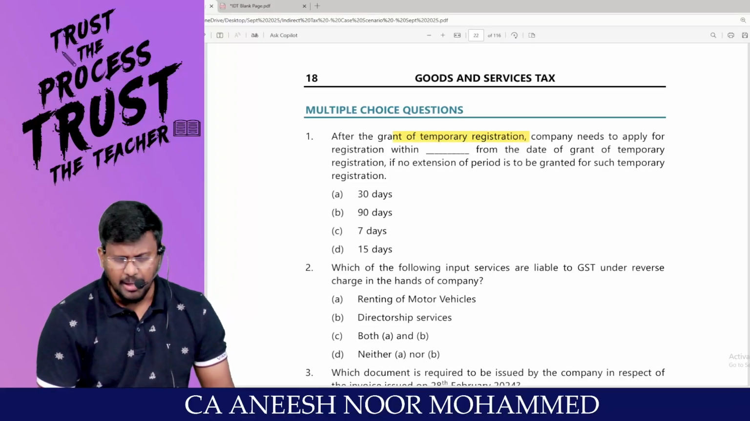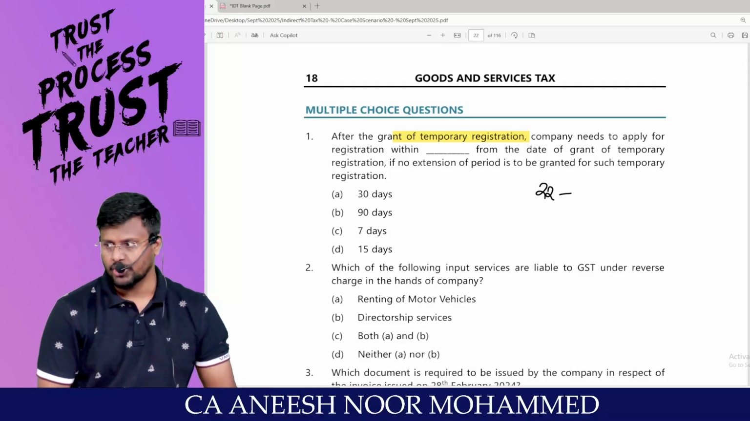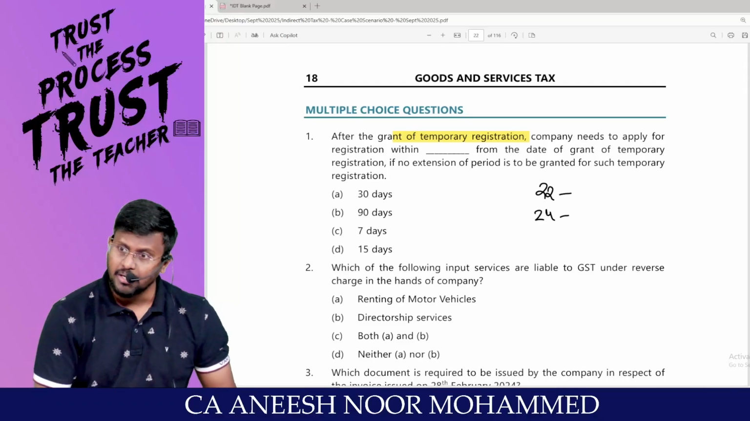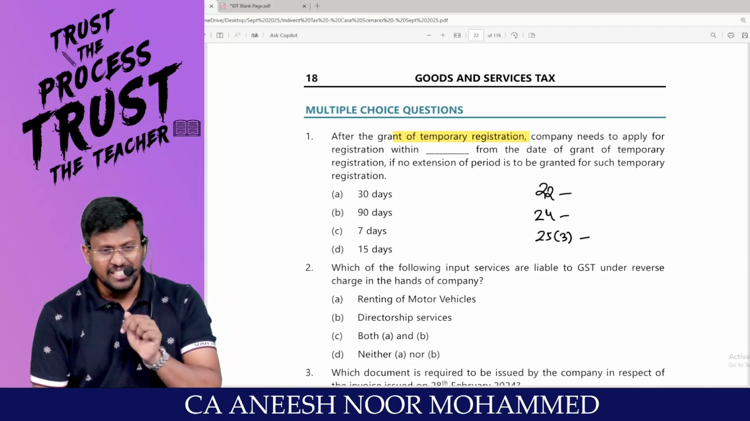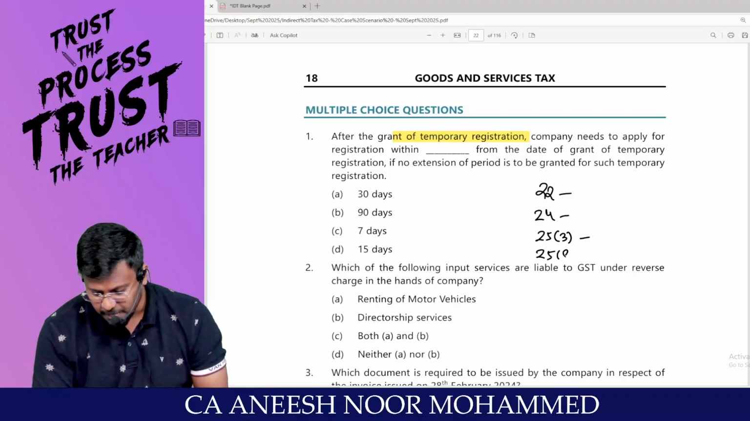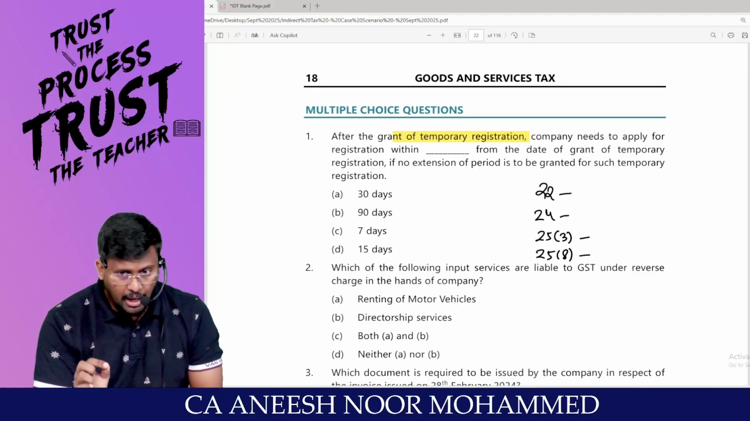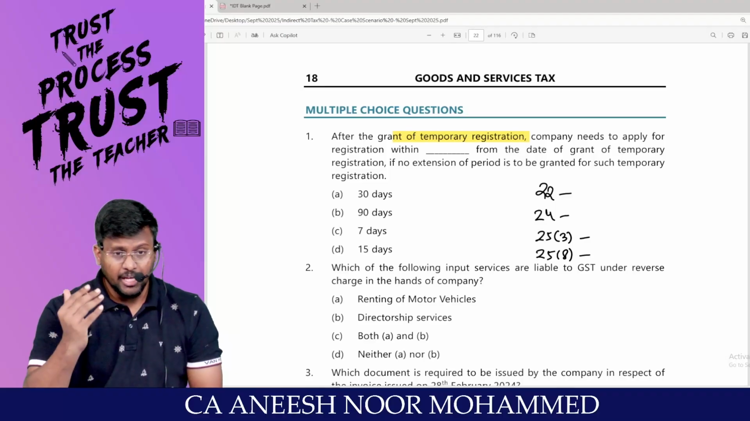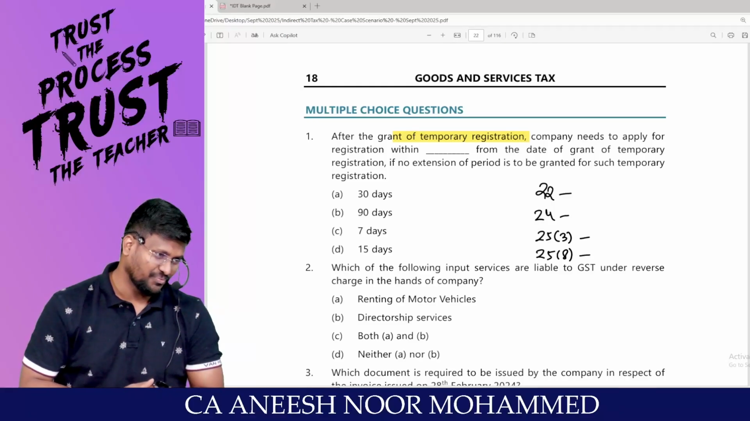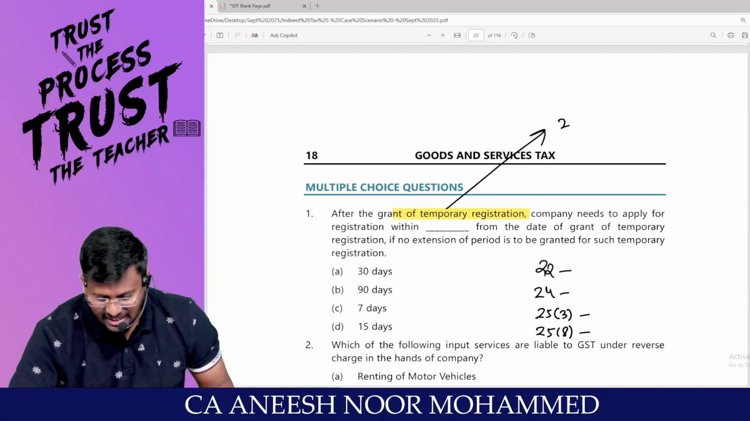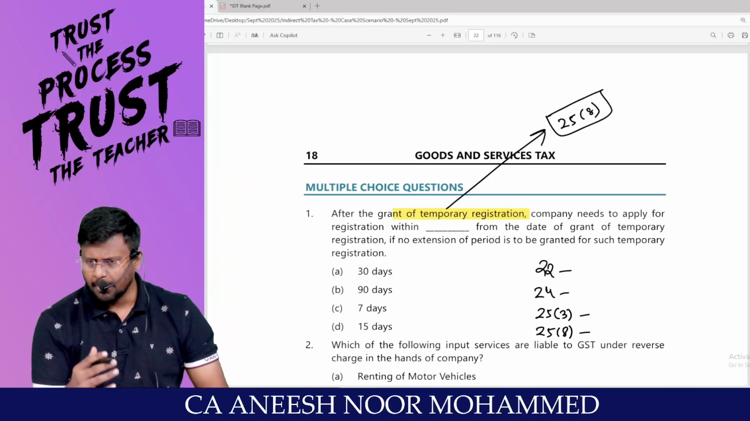After the grant of temporary registration, sir, we heard about section 22 person liable for registration, section 24 compulsory registration, section 25 subsection 3 voluntary registration. This is temporary registration as per 25 subsection 8. If a person is liable to be registered and has not taken registration, and it comes to the knowledge of the proper officer, he will make the registration. That's what 25 subsection 8. So they are indirectly referring to 25 subsection 8. That means first the proper officer will make the temporary registration.